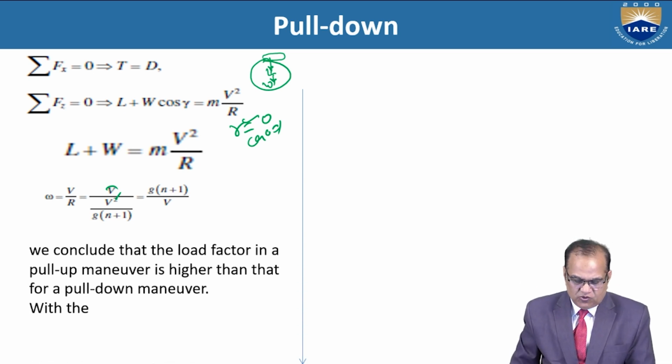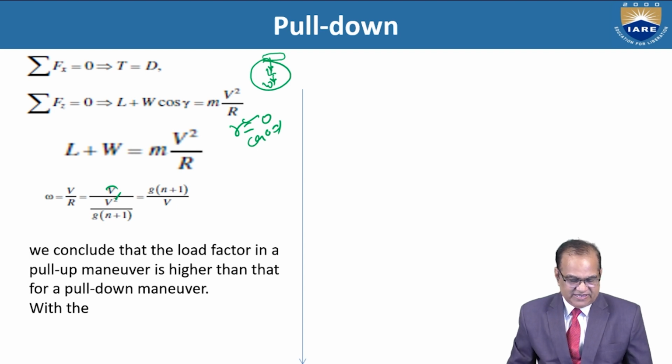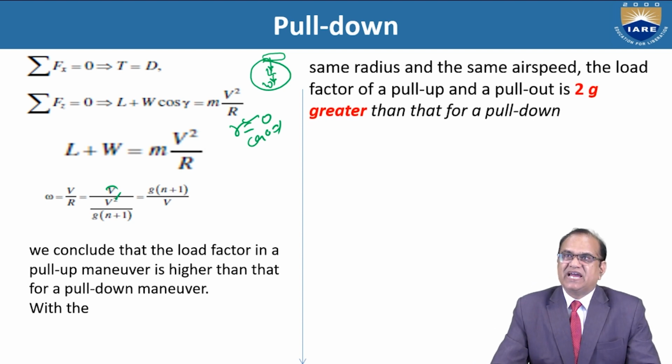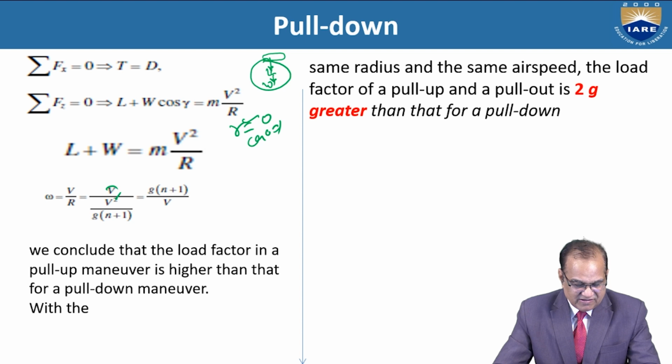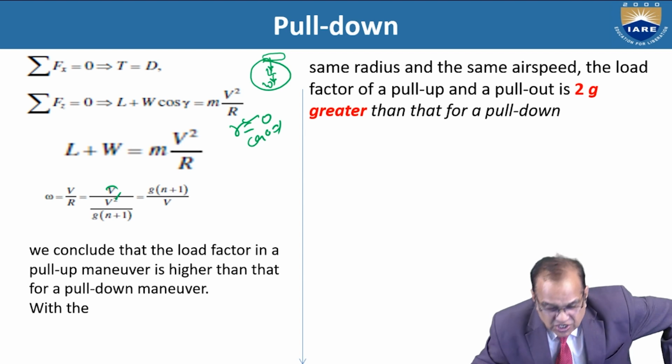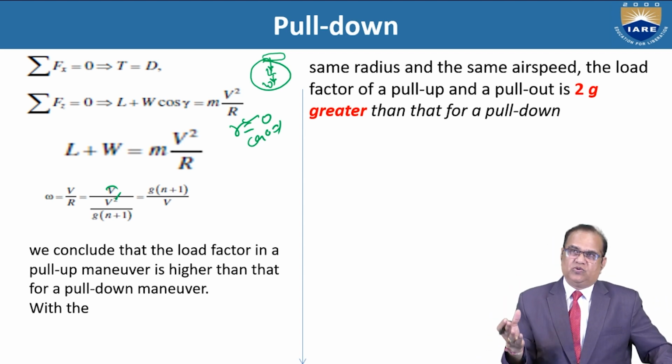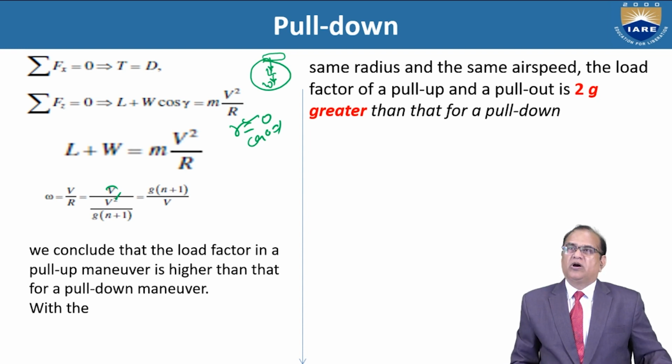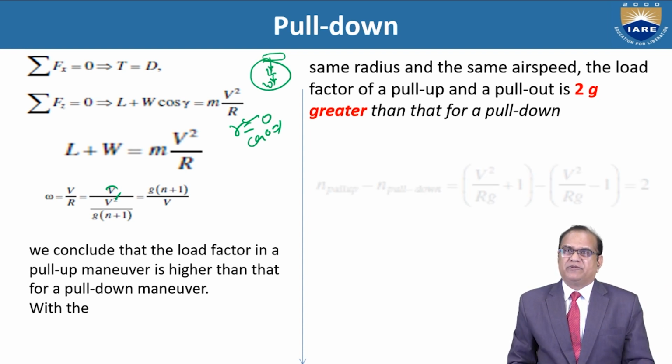We conclude that the load factor in a pull-up maneuver is higher than that for a pull-down maneuver with the same radius and the same air speed. The load factor of a pull-up and a pull-out is 2g greater than that of a pull down. So from the pull down you add 2, you will get the pull up.